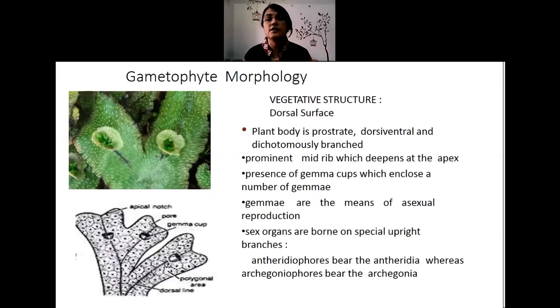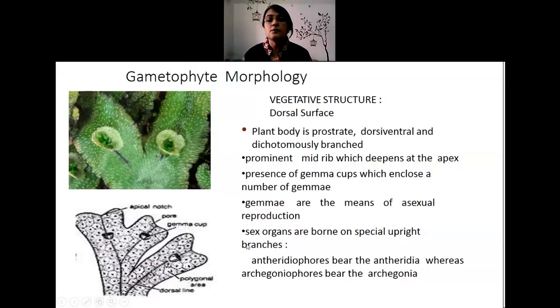Coming to its morphology, the vegetative structure, Marchantia is a thalloid form. The plant body is a prostrate, dorsiventrally flattened thallus, which is dichotomously branched. If we see the dorsal surface of the thallus, we can see a prominent midrib, which is darker in color and deepens at the apex. At the apex, the groove becomes deep, and gemma cups, which enclose a number of gemmae, are found along the midrib region of the thallus. Gemma is the asexual reproductive organ.